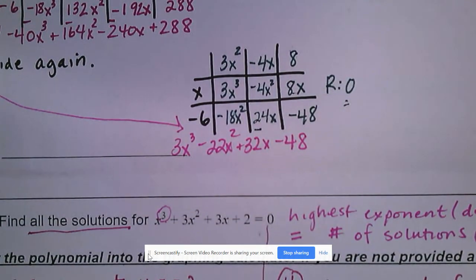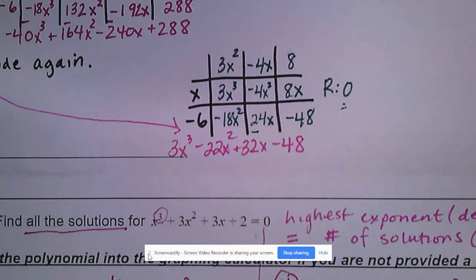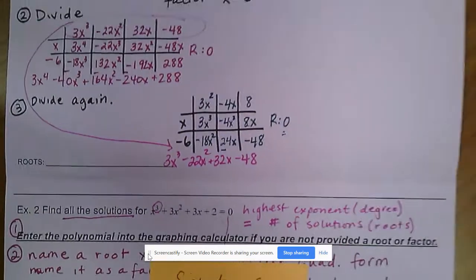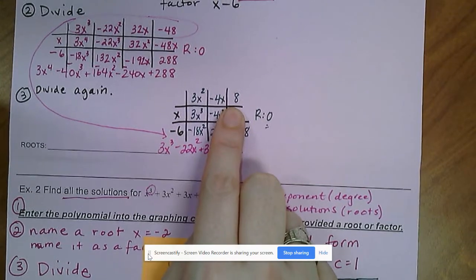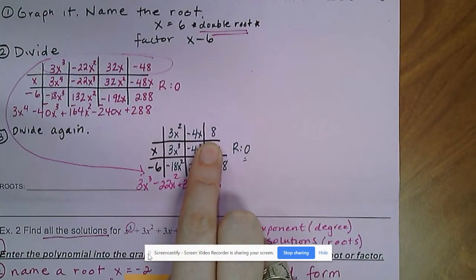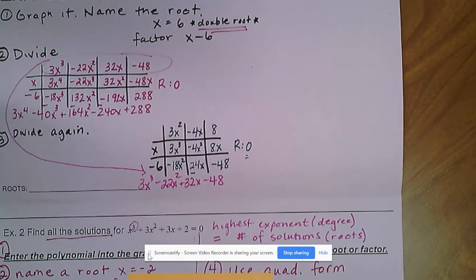Remember, you have to have a remainder of 0. If you're getting something that's not a remainder of 0, you probably made an error somewhere in the problem. So you should go back and check that. Okay, now we actually have a quadratic. We have 3x squared minus 4x plus 8. That is our quadratic. So now we can actually do quadratic formula.